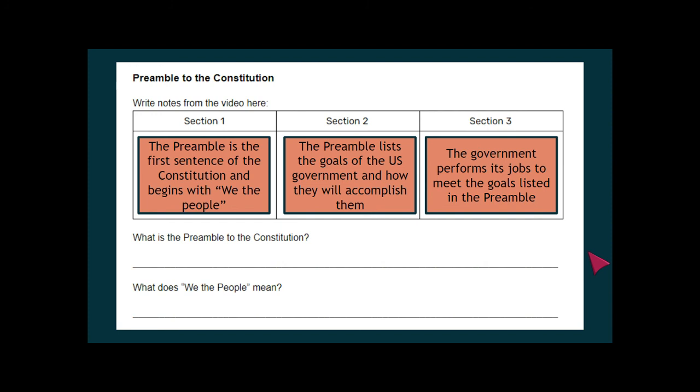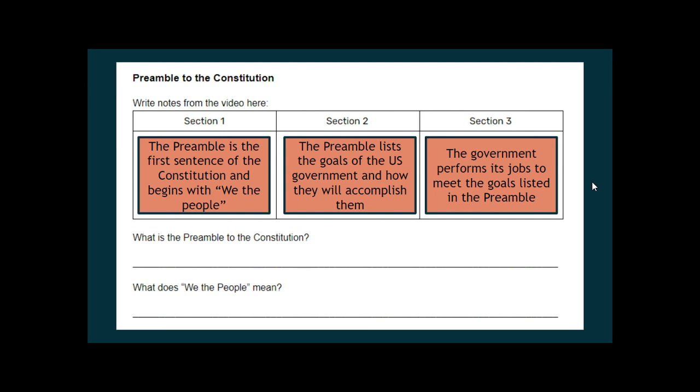We are going to do these final 2 questions, and I want you to come up with an answer to this first question. What is the preamble to the Constitution? Look at what you wrote in section 1 and section 2 of your notes to figure out the answer to this question. What is the preamble? Both of these will give you an answer to that question. Write that on your screen or on your notes now.